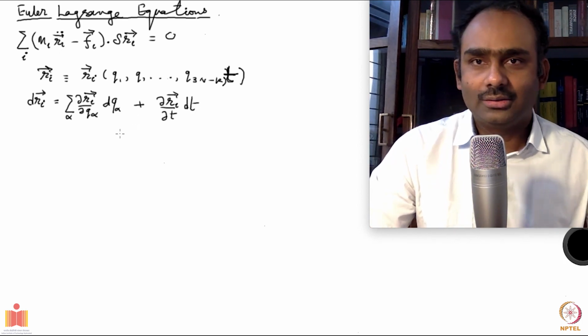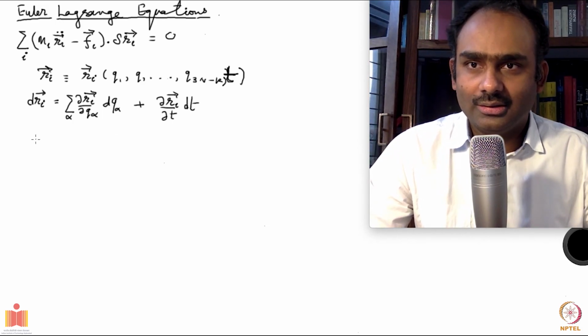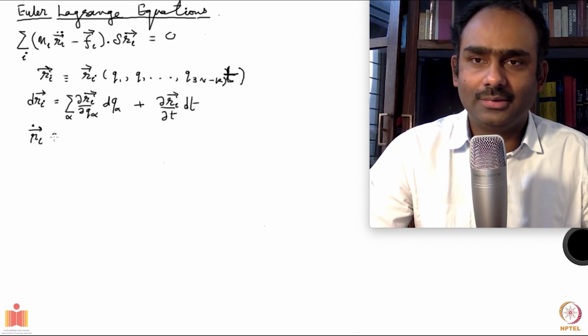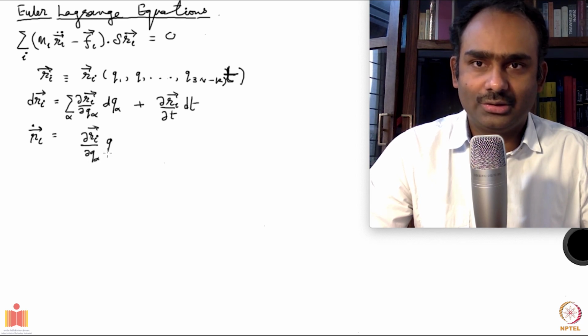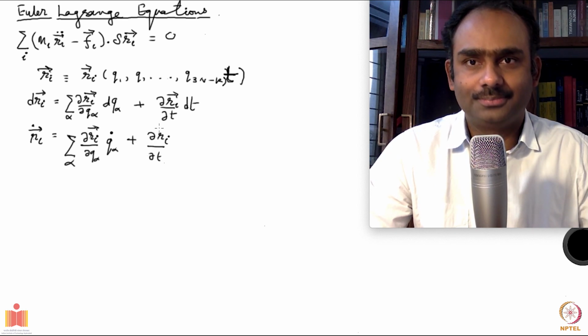Now if I want to write down the derivatives, then I should write down ri dot, okay, I'm dividing everything by the time, dt, del ri over del q alpha dot, so this dq alpha divided over dt becomes q alpha dot, and you still have a sum over alpha plus del ri over del t.